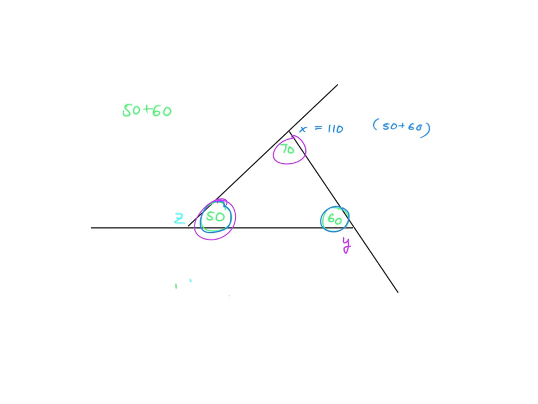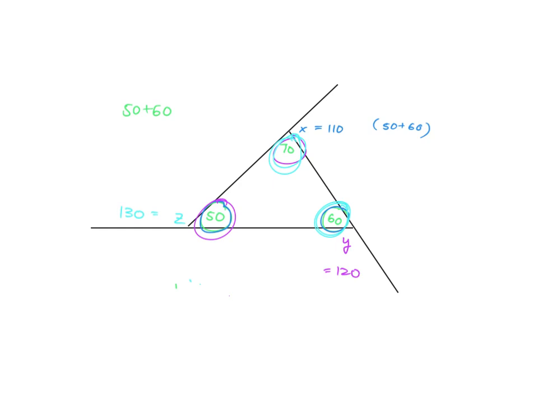Back to it here, the 70 and 50 equal the Y. The two remote interior angles, the two angles furthest from Y, the exterior angle, will add together. If we add these two together, Y would be equal to 120. Then we could find Z by teal circling our two remote angles here, and we would know Z is 130.